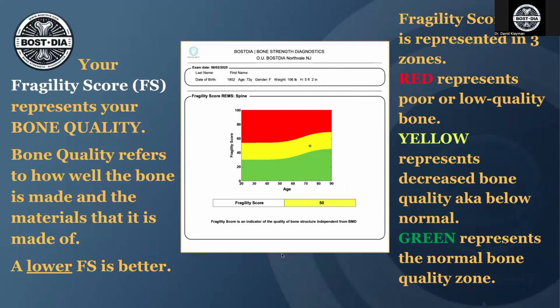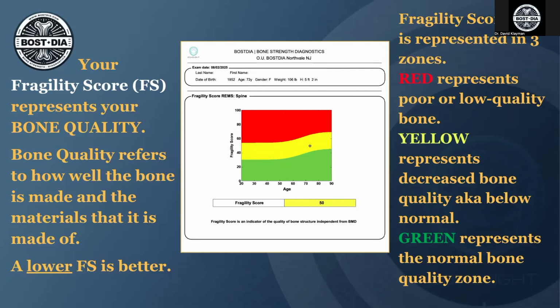On the second page of your report, it breaks down what your fragility score is. The fragility score is representative of your bone quality. This is how well the bone is made, as well as what components are in your bone.